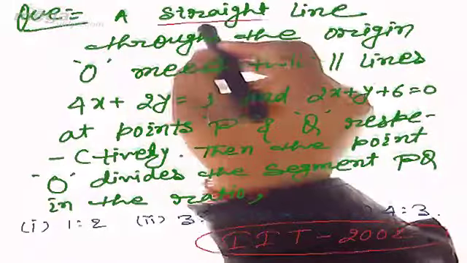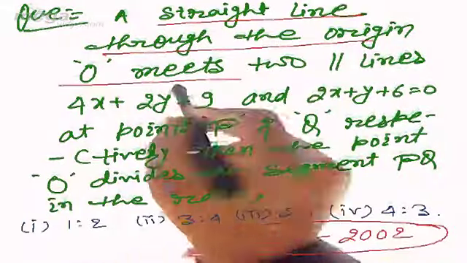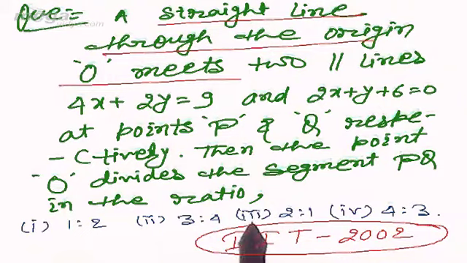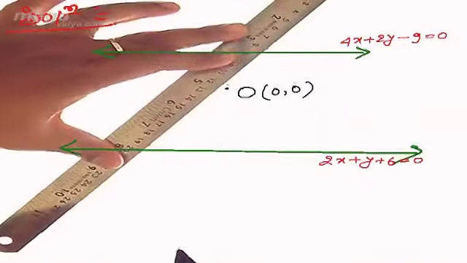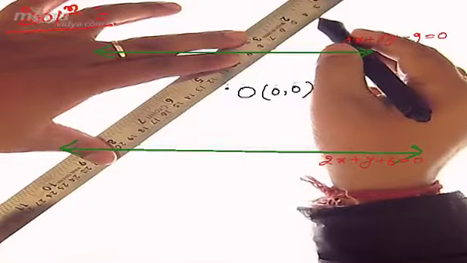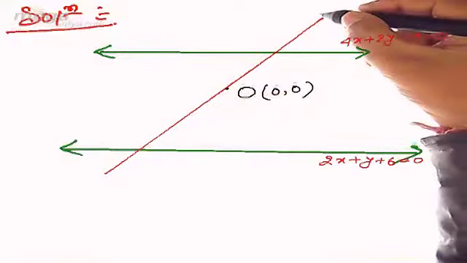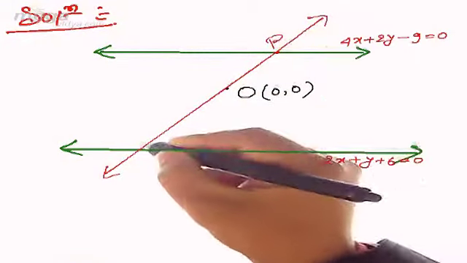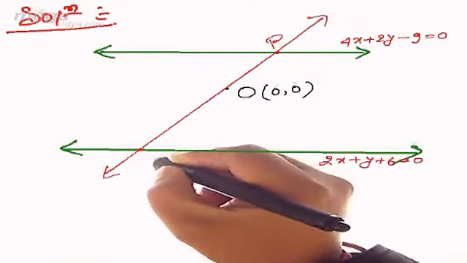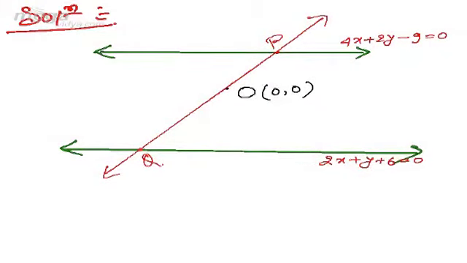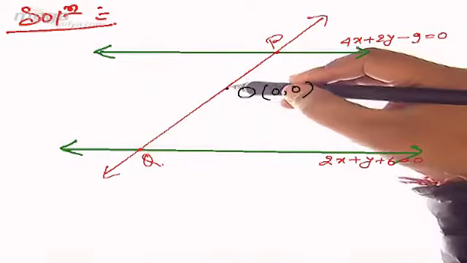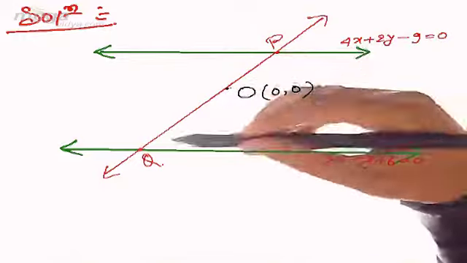Now, according to the question, a straight line through the origin meets two parallel lines. So you can draw any line through this origin. Suppose I am drawing this line which intersects the first line at P according to the question and the second line at point Q. And then you have to find out this ratio OP is to OQ.